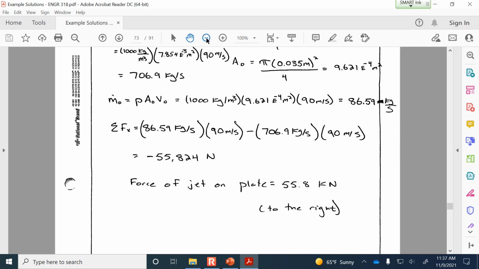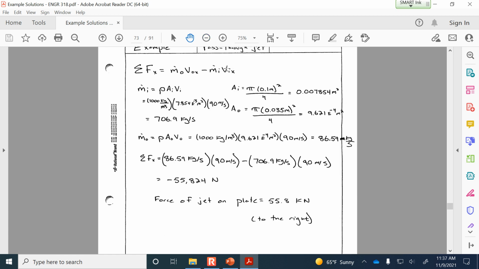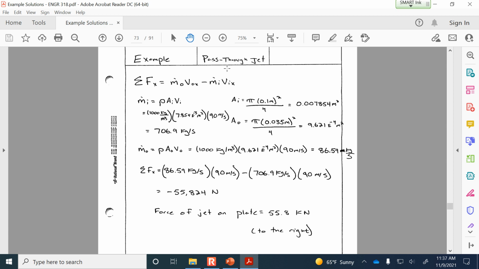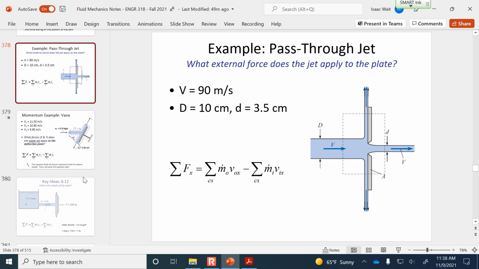All right. So any questions on that example? Okay, let's look at this one last example.